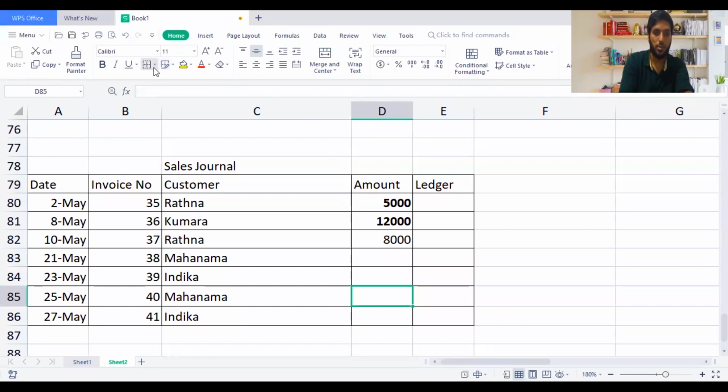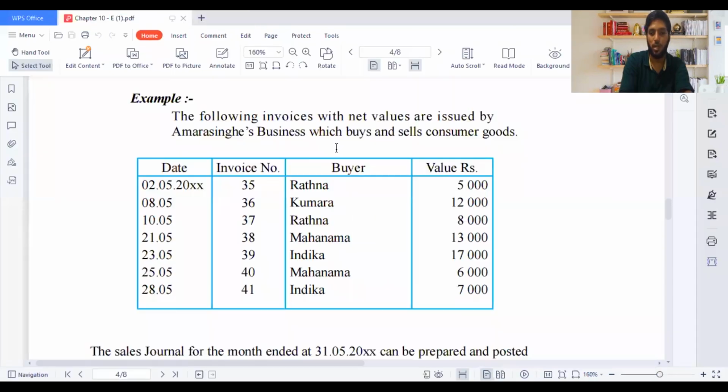Now I'm going to finalize my sales journal, guys. Okay. So now what is the value they have taken? Mahanama has purchased on 21st. He purchased 13,000, so I'm going to record 13,000 as the value.